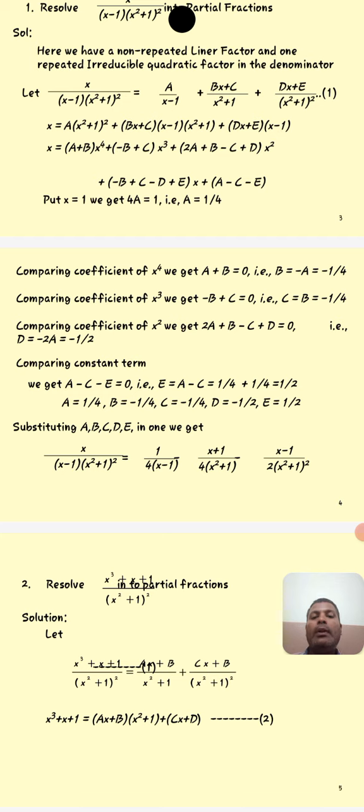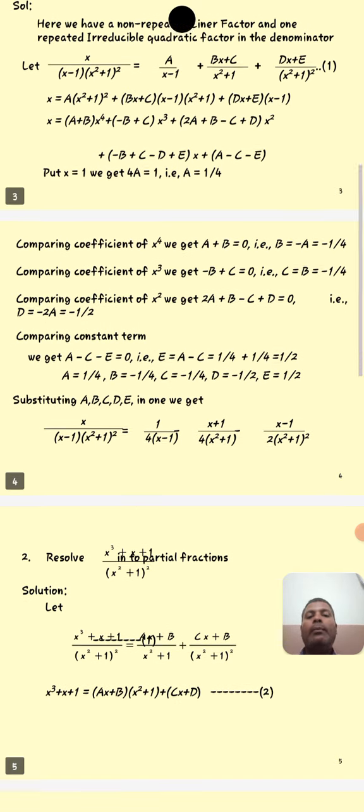Now the last one, comparing the constant term. Here comparing the constant term, we get a minus c minus e equal to 0. That is e is equal to a minus c equal to 1 by 4 plus 1 by 4. We get 1 by 2.